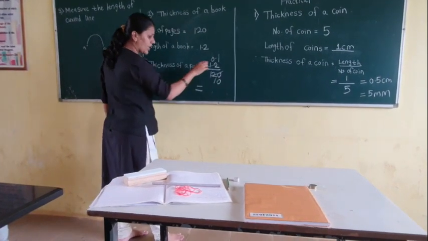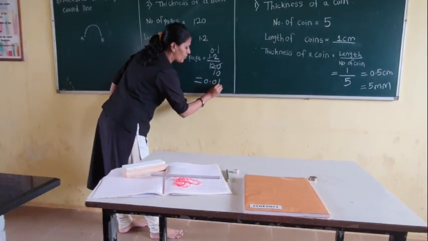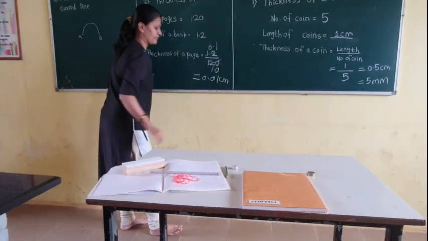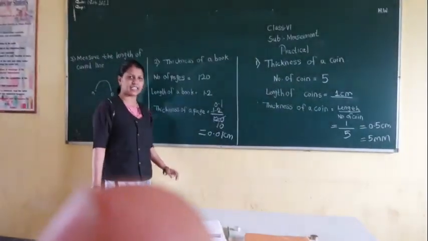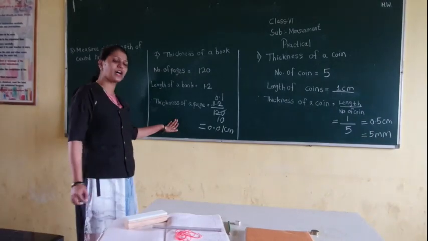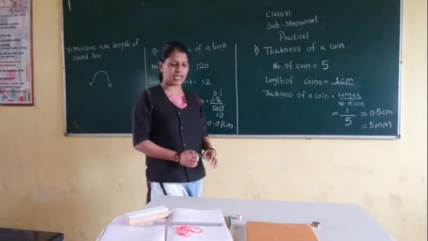When you solve this, you are going to get the answer 0.01 centimeter. Are you getting this? This will come 0.01 centimeter. This will be the thickness of 1 page. 1 page. Are you getting this?